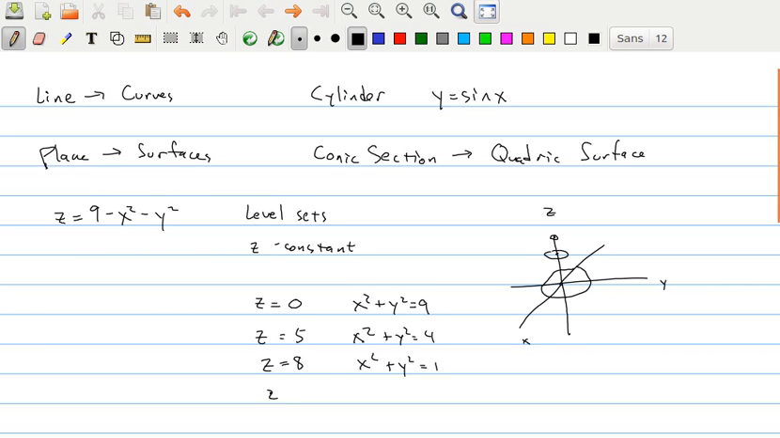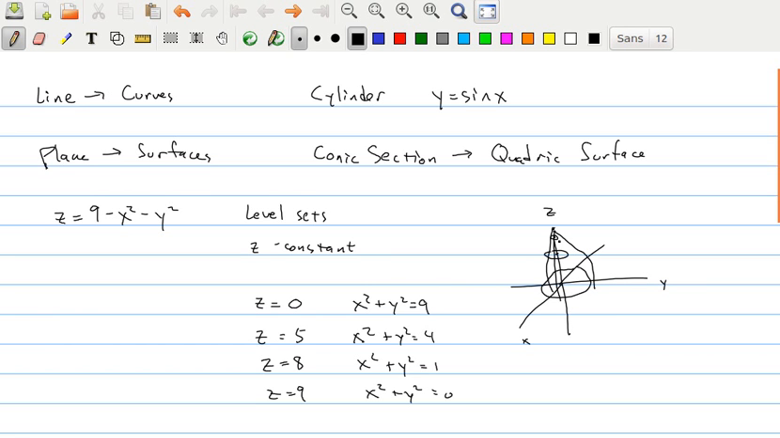And then if you look at z equals 9, we've got x squared plus y squared equals 0. This is a degenerate circle, a single point. So if you look at this, this naturally suggests maybe some sort of dome shape.